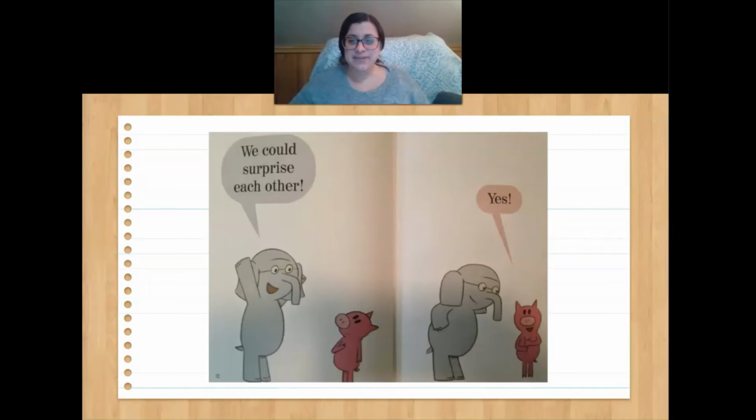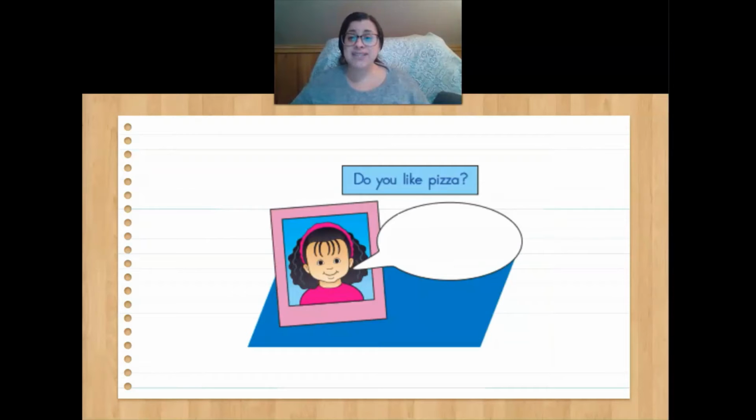So let's give it a go. I have a sentence that says, do you like pizza? Your teacher is going to pause the video, and you guys are going to think, what could this girl say, and what could we write in this speech bubble if we were the author of this speech bubble? I'm sure you guys came up with many different things that we could put in the speech bubble.